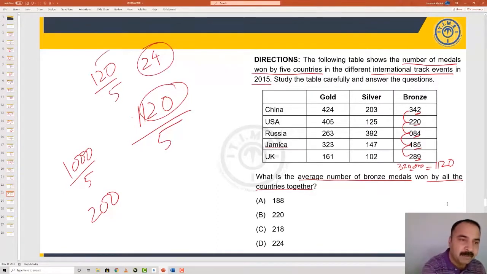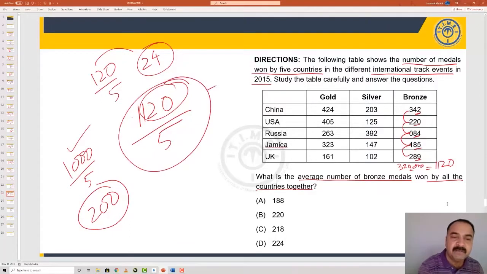Therefore 24 because of 120 and 200 because of 1000. So put together 1120 by 5 would give me the answer 224. So my answer to this question is 224.